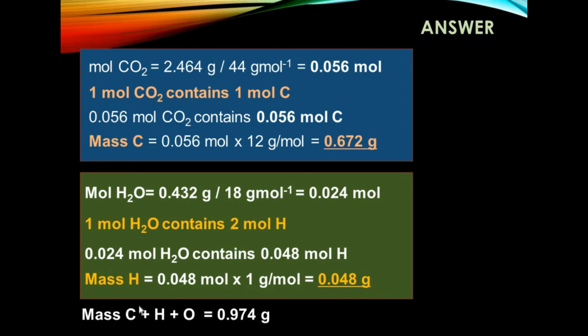So we can see the mass of carbon, hydrogen and oxygen for sample A is 0.974 gram. Carbon we have calculated is 0.672. Hydrogen mass is 0.048. So we can find the mass of oxygen by subtracting: 0.974 minus 0.672 minus 0.048 gram. So we get 0.254 gram.